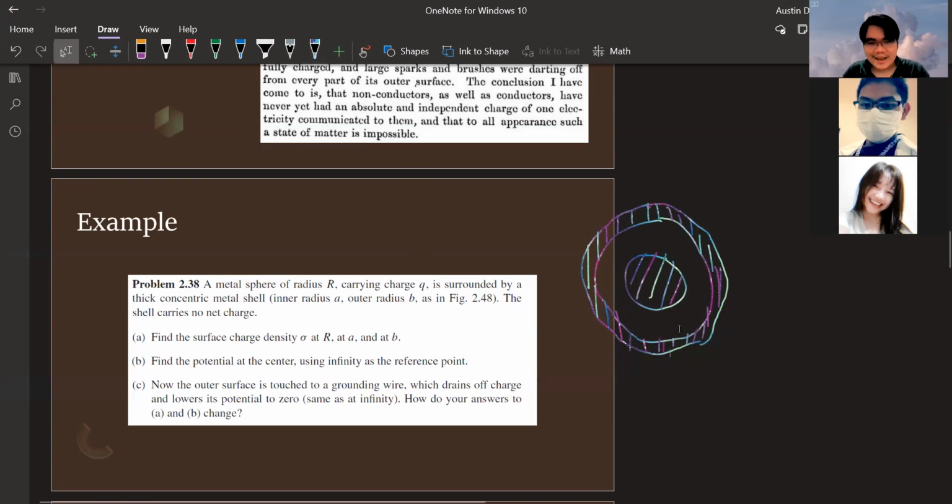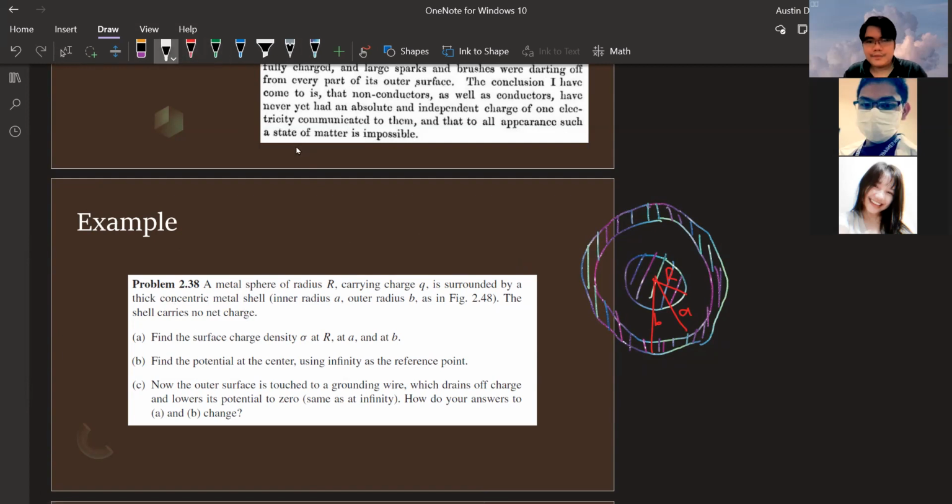Anyway, lagyan natin ng markers. Ito ay R. Ito ay A. Then outer radius B. Okay? So, kunwari, imagine niyo na lang maganda drawing ko. Metal sphere, radius R. Tapos may metal shell ka sa labas. Okay. So, unang tanong, find the surface charge density, sigma, at R, A, and B.